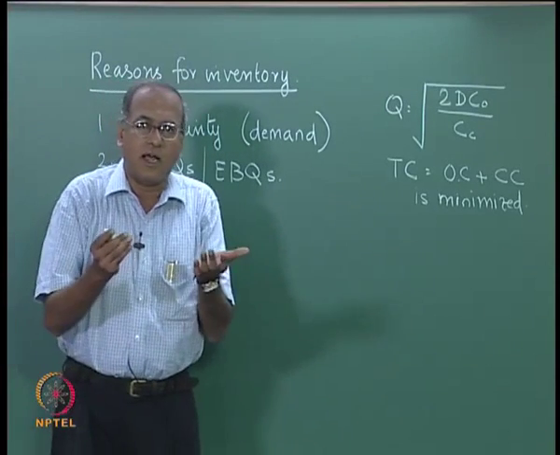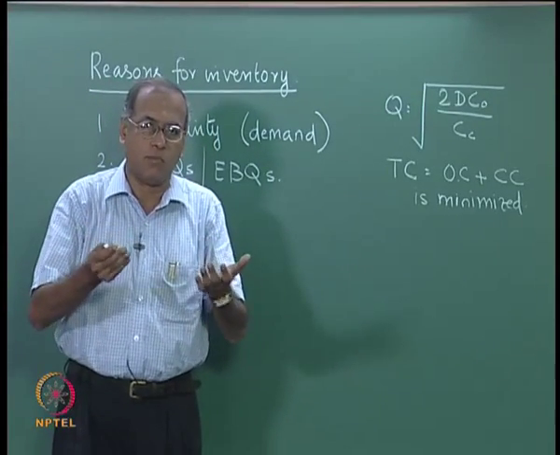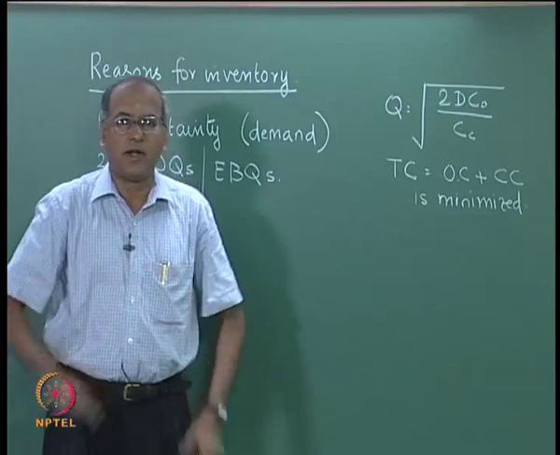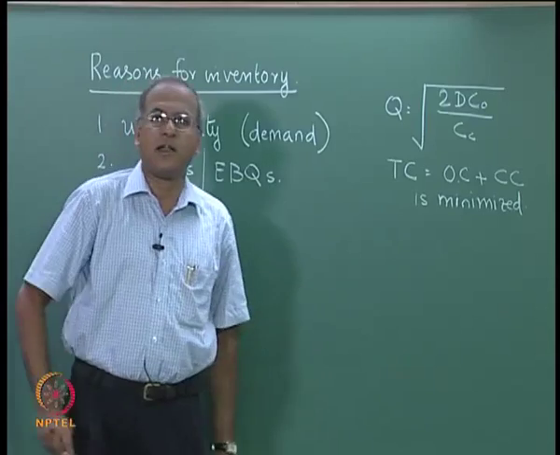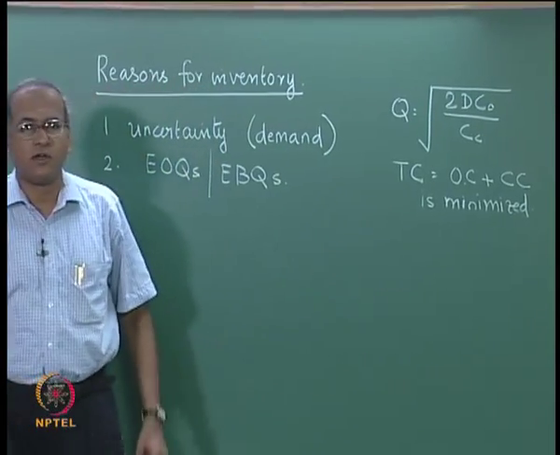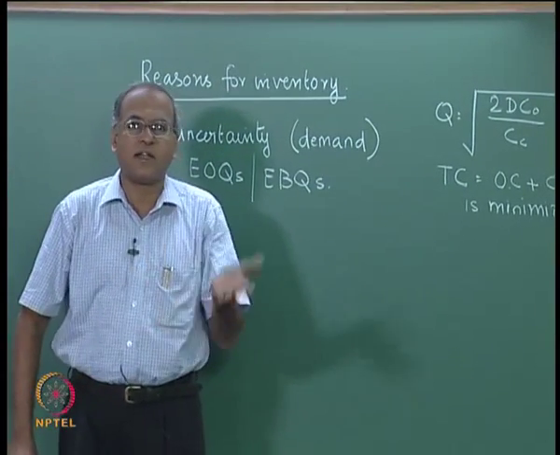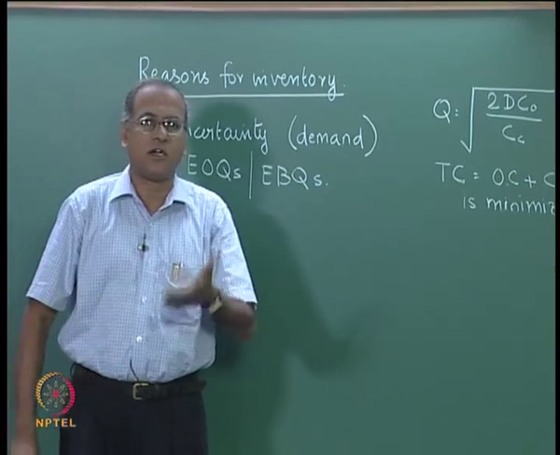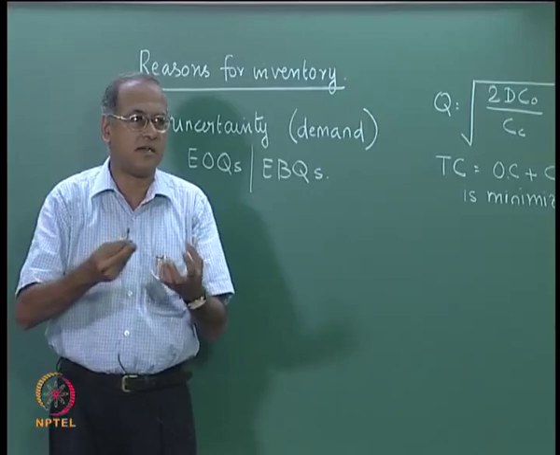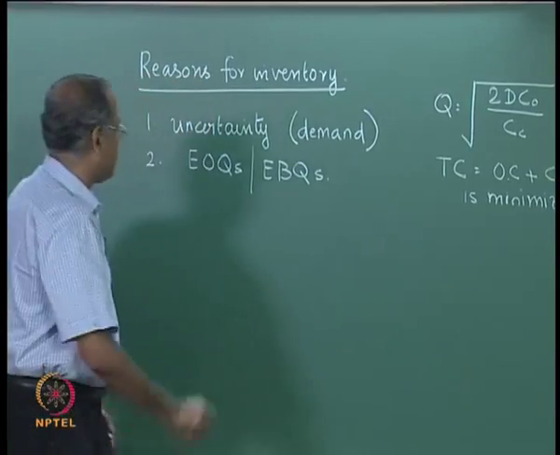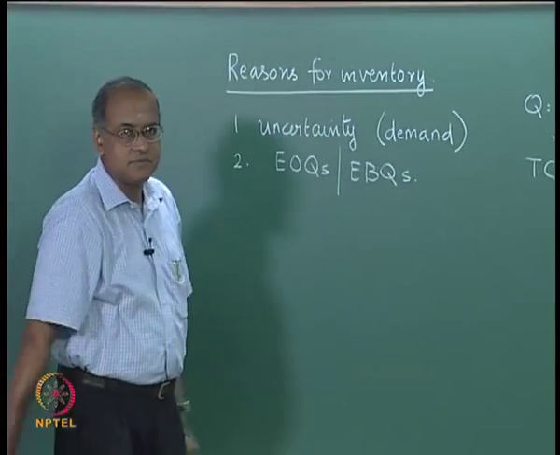So, if several items were bought to make or assemble a product, each one of them now had different ordering quantities, and therefore, there was either excess inventory of one or there was shortage of another. The ordering quantities did not synchronize, and this led to higher inventories.